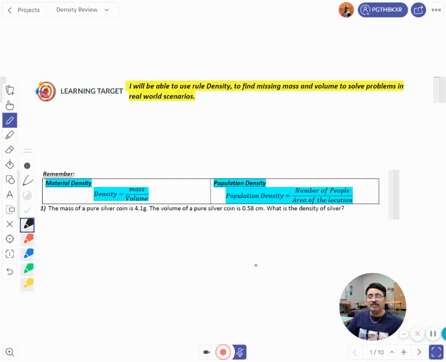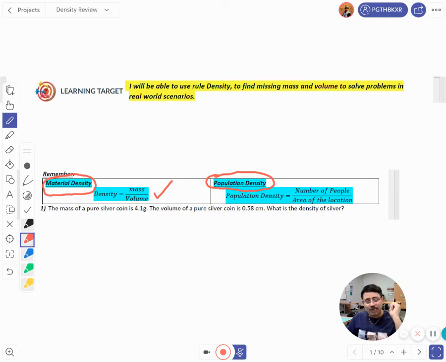The first one is material density. Like aluminum, gold, copper, those kinds of material are given. Then, how to find the density: density equals mass per volume. When it comes to population density, then we are going to use this one to find the area or population density. Okay. So here I copied a question, but I know the place is not sufficient.